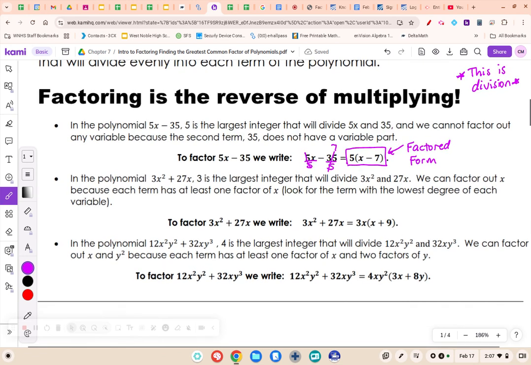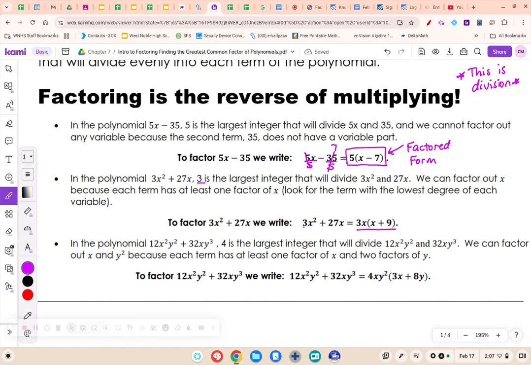We can continue that on this next problem. In the polynomial 3x squared plus 27x, 3 is the largest integer that will divide both 3x squared and 27x. We can also factor out an x because each term has at least one factor of x. So basically, you look for the term with the lowest degree of each variable. So this is our factored form here.